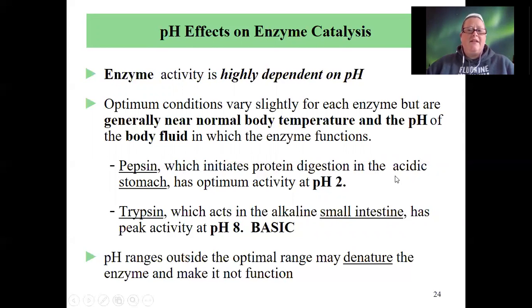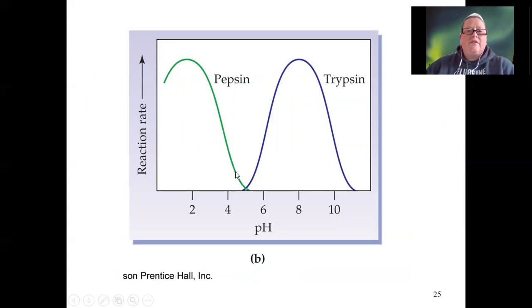Pepsin initiates that digestion in the stomach, so it will work optimally at a pH of 2. Trypsin acts in our small intestines, and it undergoes its best enzymatic activity at a pH of 8, in basic conditions. Now, if we get pH ranges outside this optimal range, we might denature or unravel the enzymes, and they won't function anymore. So here are the examples of pepsin and trypsin.